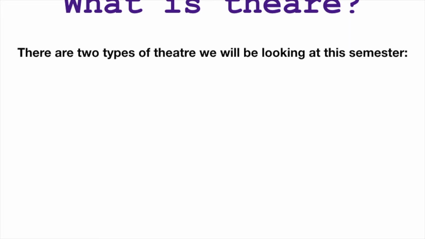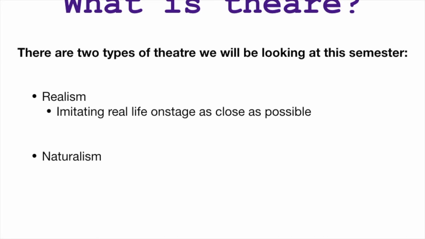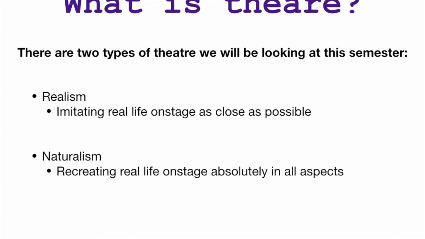Now, there are two types of theater that we're going to be looking at this semester. And we're going to go through the definition of both of those. So the two types of theater that we're going to be looking at are something we call realism and naturalism. So realism is imitating real life on stage as close as possible. And naturalism is kind of a more extreme version of realism, and it's recreating real life on stage absolutely in all aspects. So we're going to dissect these two definitions because they both deal with kind of the same thing, but in two different ways.